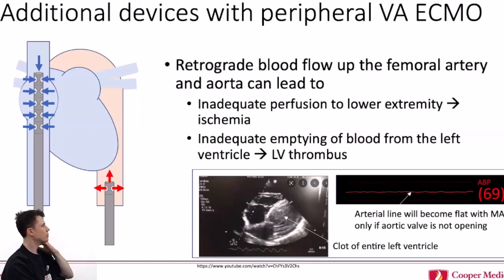So how can we avoid this, and how do we recognize this? This is where we get into the talk about venting the ventricle, getting rid of that blood that's stagnating there. So, inadequate perfusion: one thing with peripheral VA cannulation is that you don't get perfusion to the leg. And also, if the ventricle doesn't empty, you can end up with thrombus. Those are some of the complications. So how do we mitigate some of these risks?